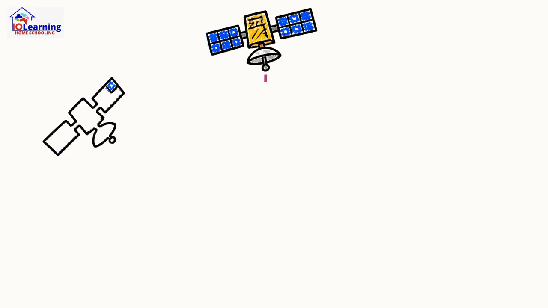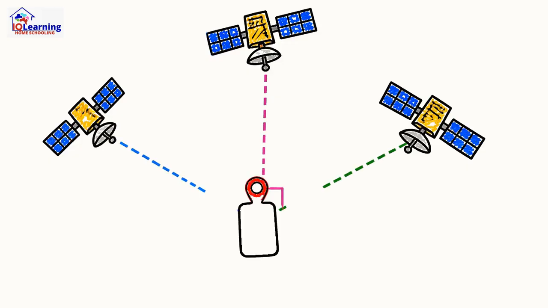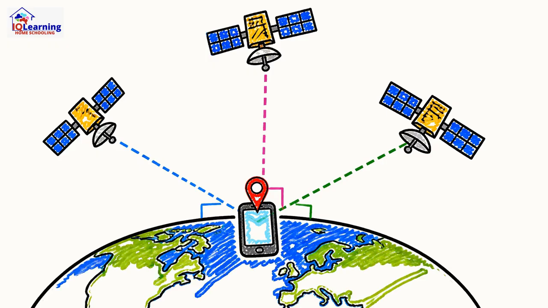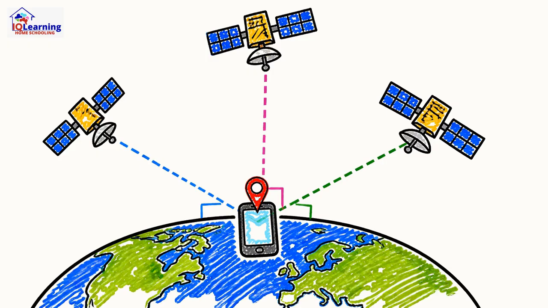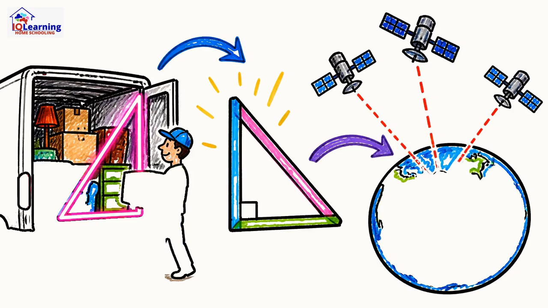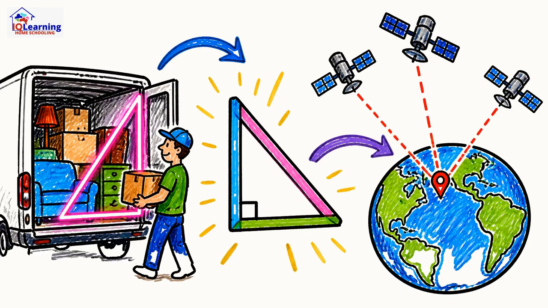This ancient idea is more modern than you think. When your phone uses GPS, it's calculating its distance to multiple satellites in three-dimensional space, using this exact logic to pinpoint your location. So, from packing a van to navigating the planet, Pythagoras in 3D is the hidden tool that measures our world.